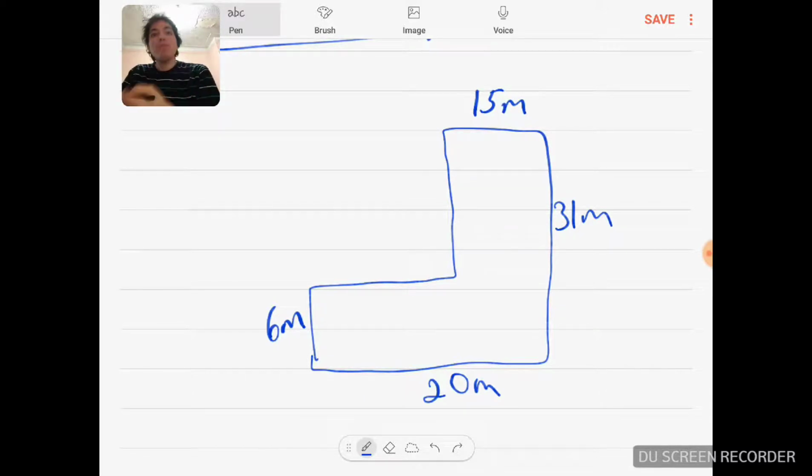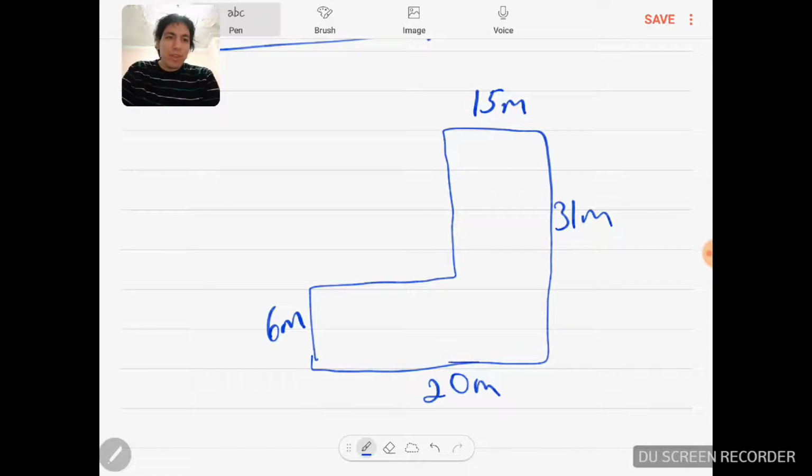Now, here's the thing. Perimeter states that you have to add up all the sides. But do we have all the sides unlocked? No, we don't. We don't know what this side 1 or this side 2 is. We have no idea what it is. It could be anything. But now let's actually use some logic here.